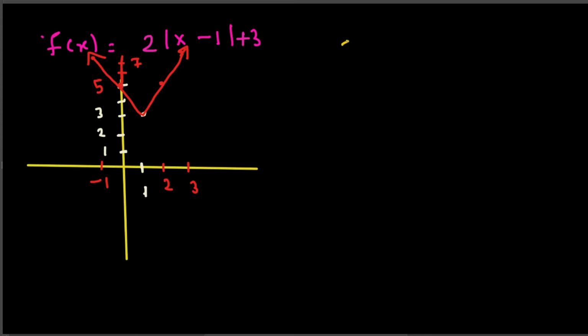Let's say there's a function given like f of x equals 5 minus 3 times the absolute value of x minus 1. If there's a number right in front, adding or subtracting, that's going to be the first number. Let's go and draw the graph.